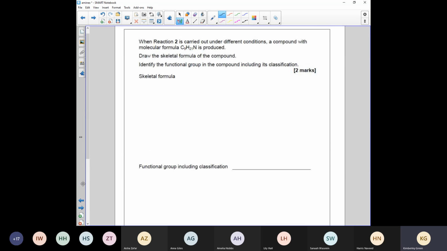So we're still on reaction 2. Just to be aware that sometimes the questions can flip between reactions. So we're still on reaction 2, so we're okay with that, okay? So when reaction 2 is carried out under different conditions, a compound with a molecular formula C9H21N is produced. Okay, so now we've got to draw the skeletal formula.